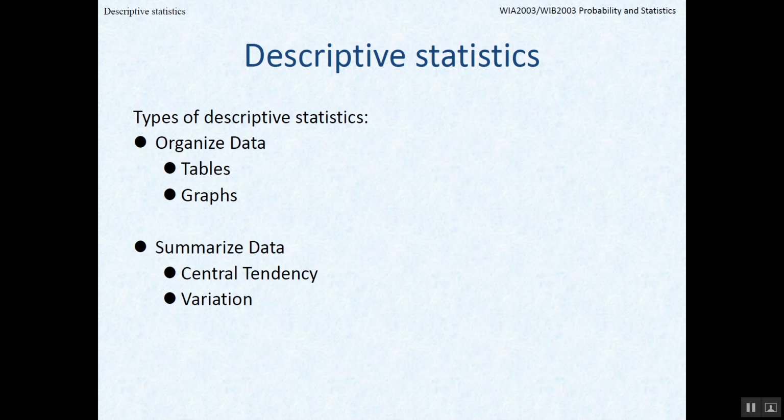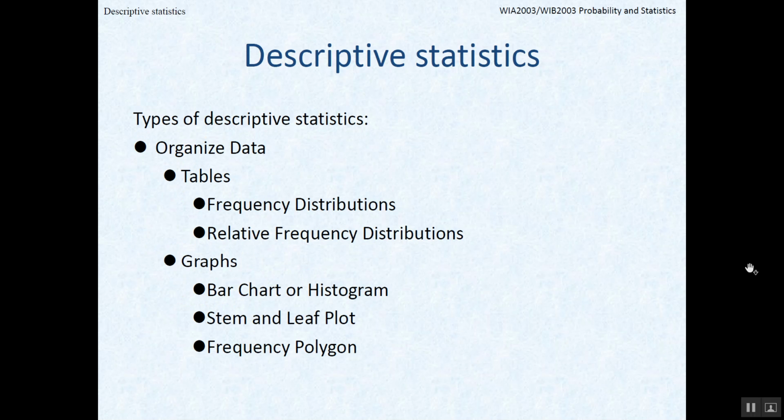Some other types of descriptive statistics use tables and graphs. You organize data and you present it in a table or graph form. For summarizing data, we have central tendency. Average is basically central tendency, but there are many ways you can compute the central tendency. You can also look at variation, which we look at after this.